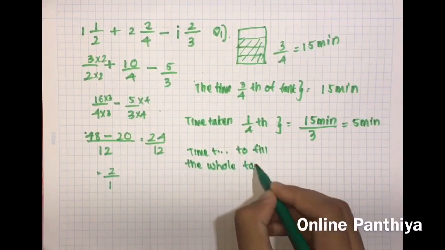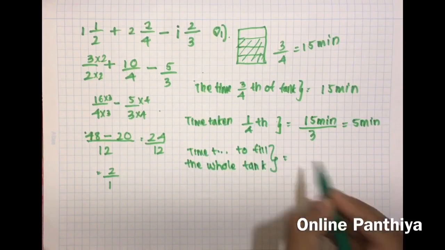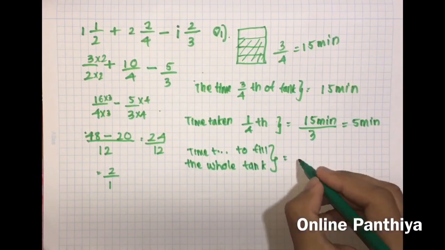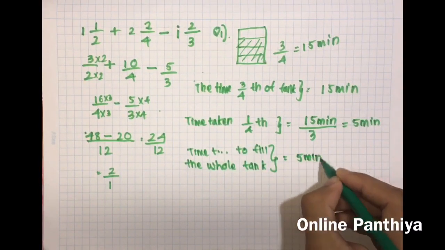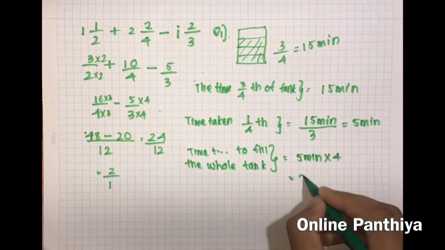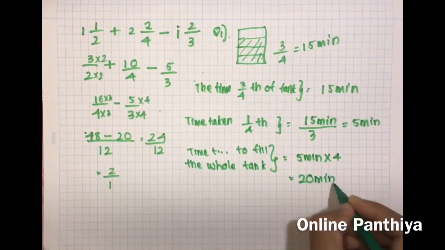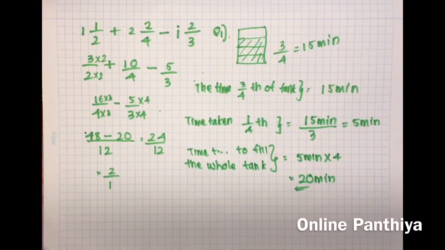So the whole tank consists of how many parts altogether? Yes, altogether 4 parts. So you have to multiply 5 minutes by 4. That is going to give me 20 minutes. So it takes altogether 20 minutes to fill the whole tank. Okay, was that part clear? These are the ways of solving.